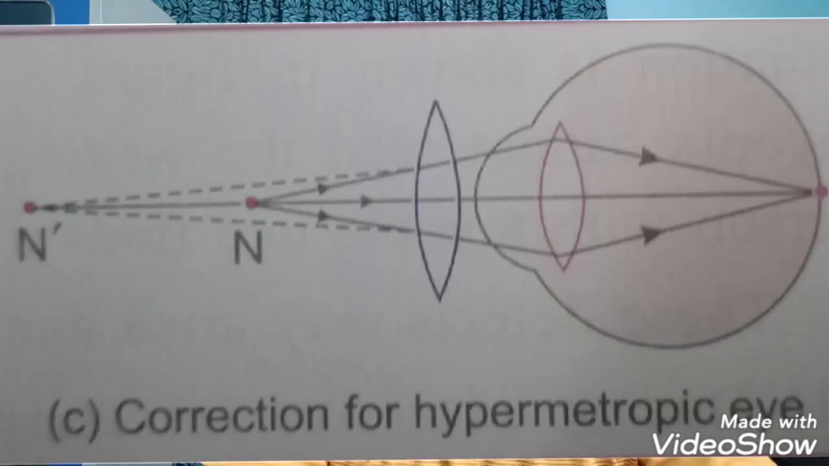This defect can be corrected by using a proper convex lens with suitable power. This convex lens provides the additional converging power required for forming the image of the nearby object on the retina. This is normally corrected with the help of an ophthalmologist, an eye specialist. They will check us and tell us the correct power of the lens we require.